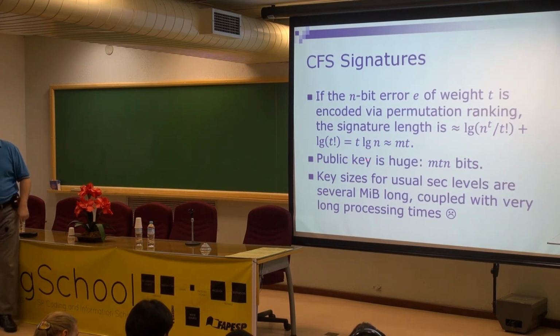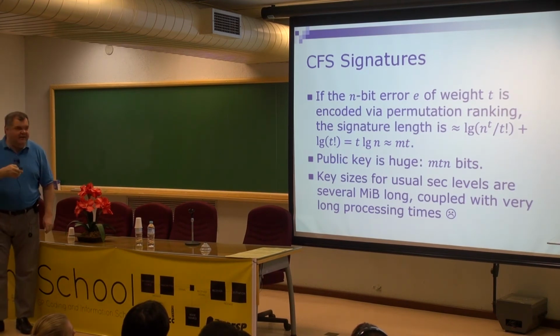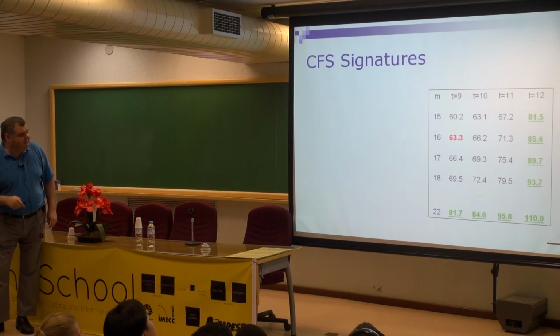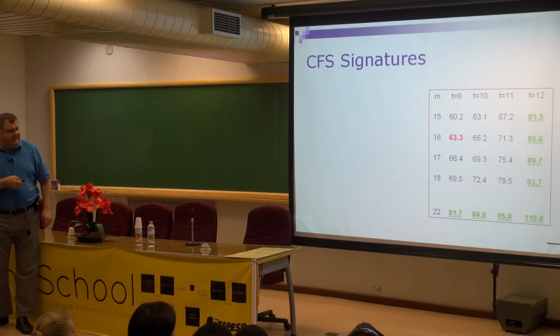Signatures will be very short. That's okay, but the public key is huge. Together with the fact that it's hard to increase the security level. We have to increase t, and then signing times will be very bad. How bad? The animation here failed, but okay. Let's begin with that table.